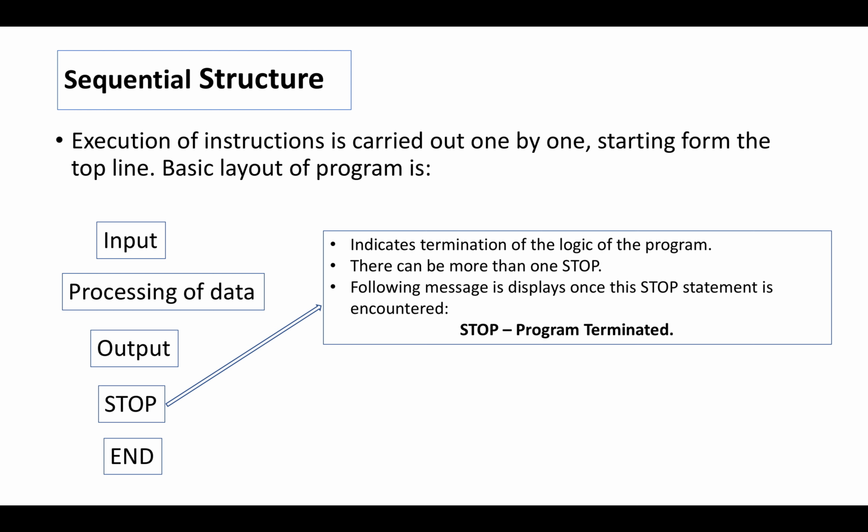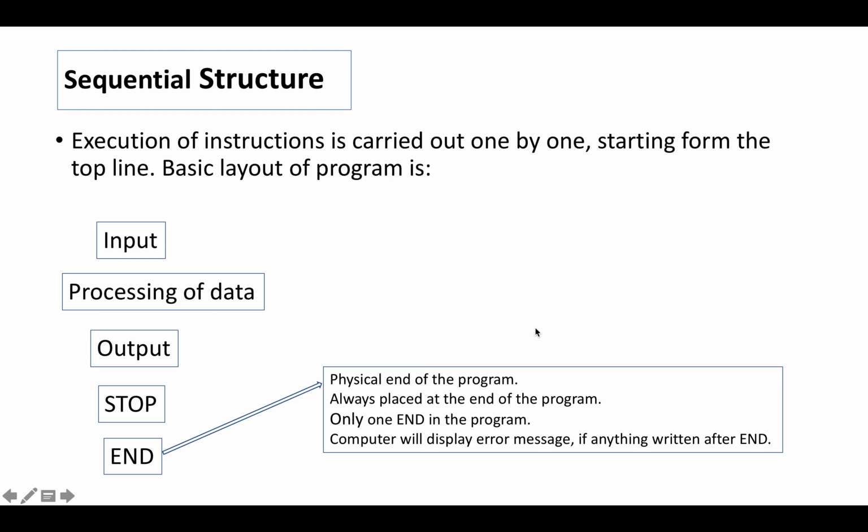There can be more than one stop statement, and if a program encounters a stop statement during execution, this message is displayed on the screen: stop, program terminated. Similarly, end represents the physical end of the program, and it is always placed at the end of the program. There is only one end statement in the program, and the computer will display an error message if anything is written after the end statement.